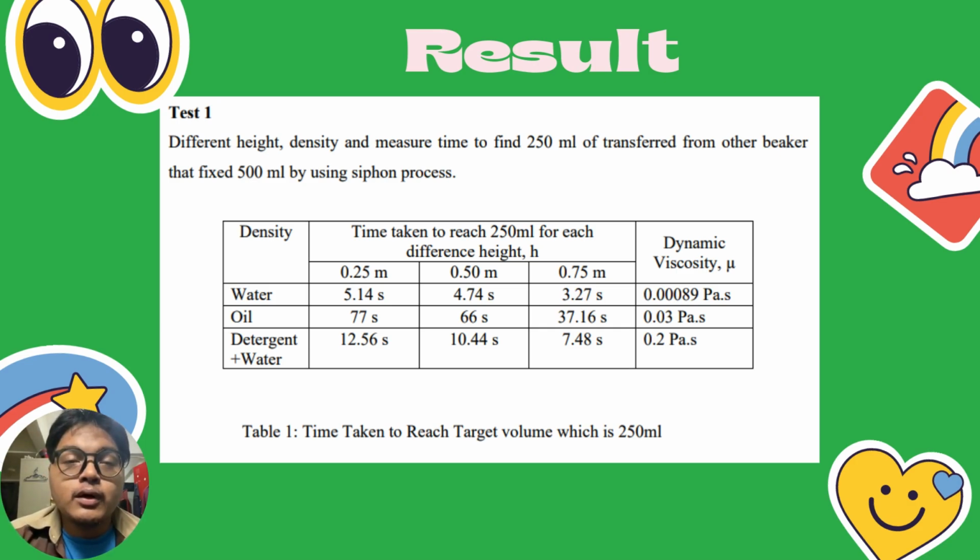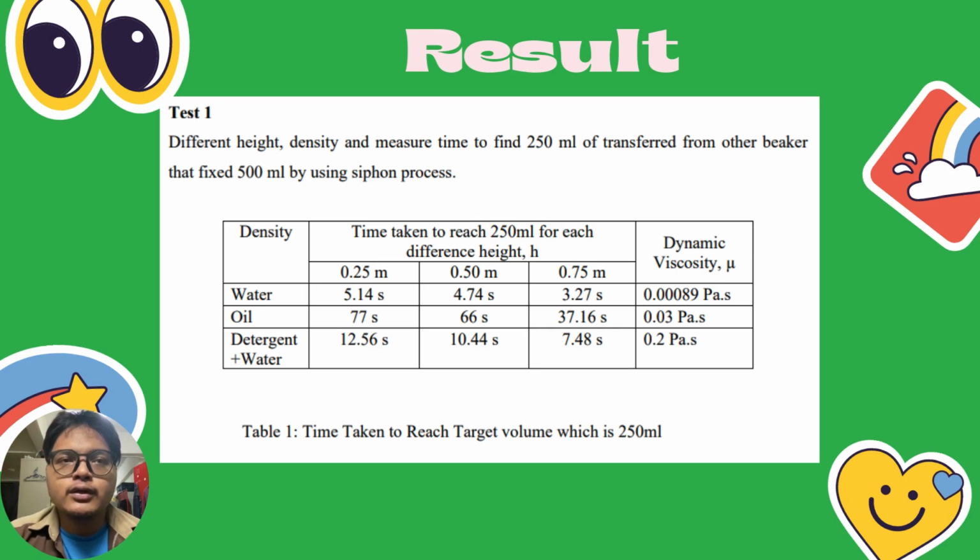So I will explain about the result. For test one, we will transfer 500 milliliters of liquid to another beaker until it reaches 250 milliliters. We will use different types of fluid, which are water, oil, and a mixture of detergent and water. And we will measure with different heights from beaker 1 to beaker 2, which are 0.25 meter, 0.5 meter, and 0.75 meter.